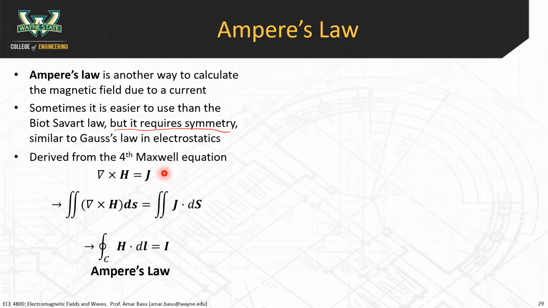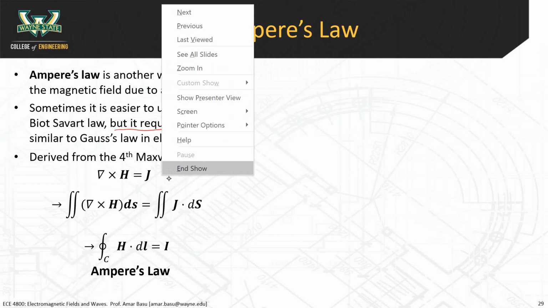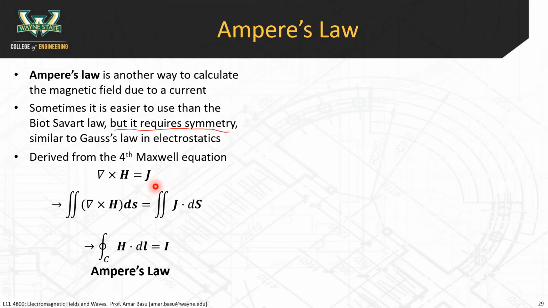Del cross H is equal to J. And what we do is we integrate both sides. So we come up with an integral form of this equation. We're going to take the integral over a surface area. So we take the integral of del cross H over a surface, so a double integral, and you have a dS here. Do the same thing with J, a double integral and dS here.